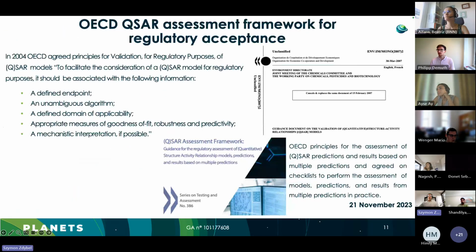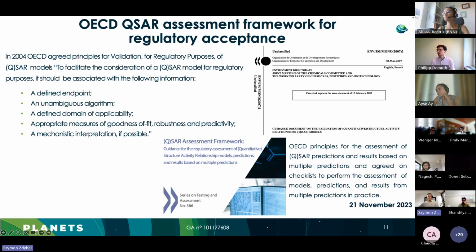And finally, it is very crucial to understand that using in silico tools in the SSbD framework is not just an exercise, it has legal and regulatory implications. So if we want regulators to accept our QSAR predictions, we must follow established guidelines. In 2004, the OECD agreed on 5 core principles for the validation of QSAR models.